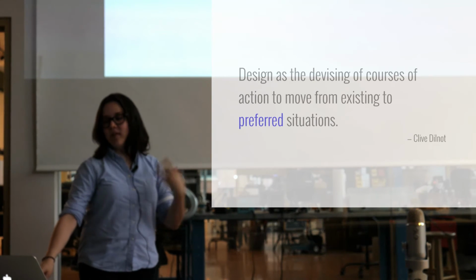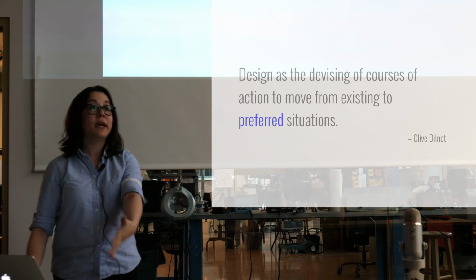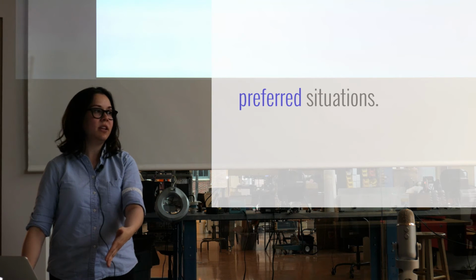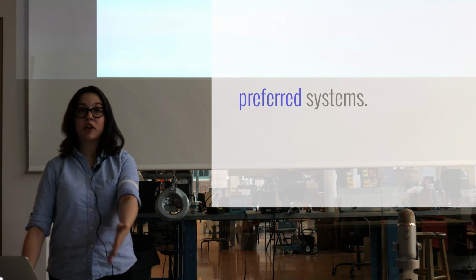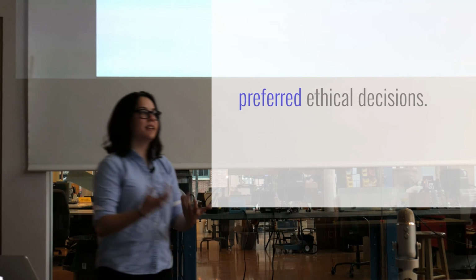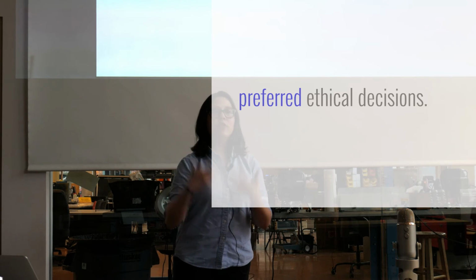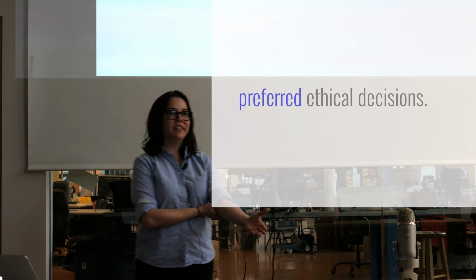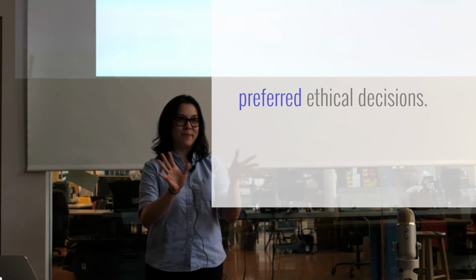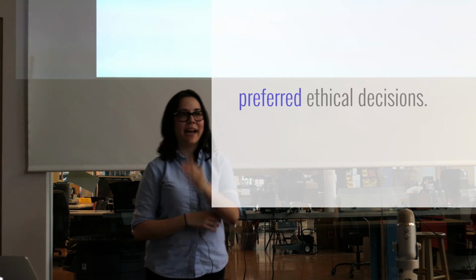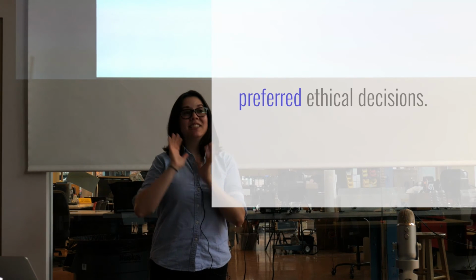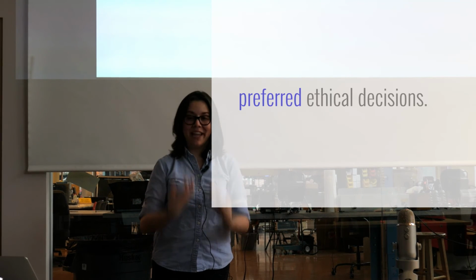So if design is devising courses of action to move from existent to preferred situations, what are our preferred situations in the game industry? What are our preferred systems? And therefore, what are our ethical decisions in the industry? There are ethical decisions that as designers we have in this industry because we're systems thinkers. We can't avoid them. We know they're there. We just haven't tackled them for many, many reasons. But actually, I would propose that if we did, it'd be so satisfying.